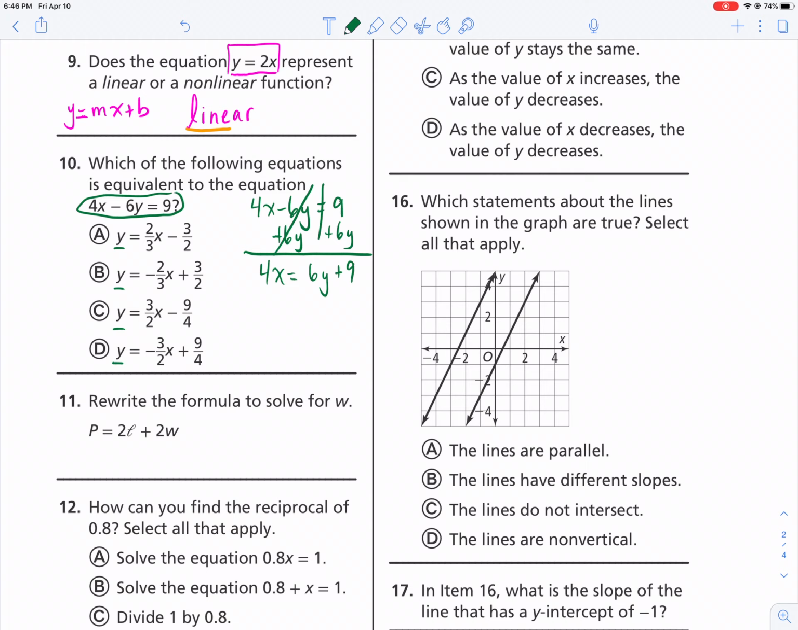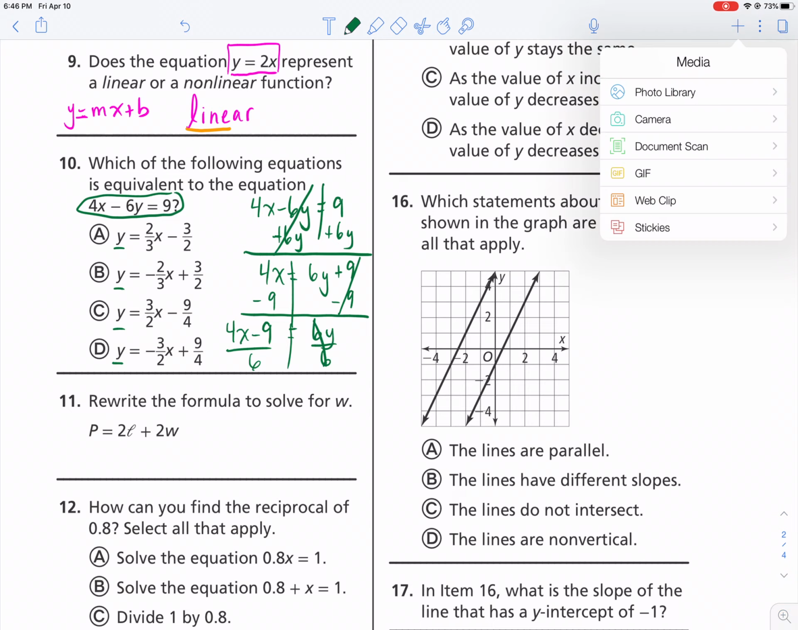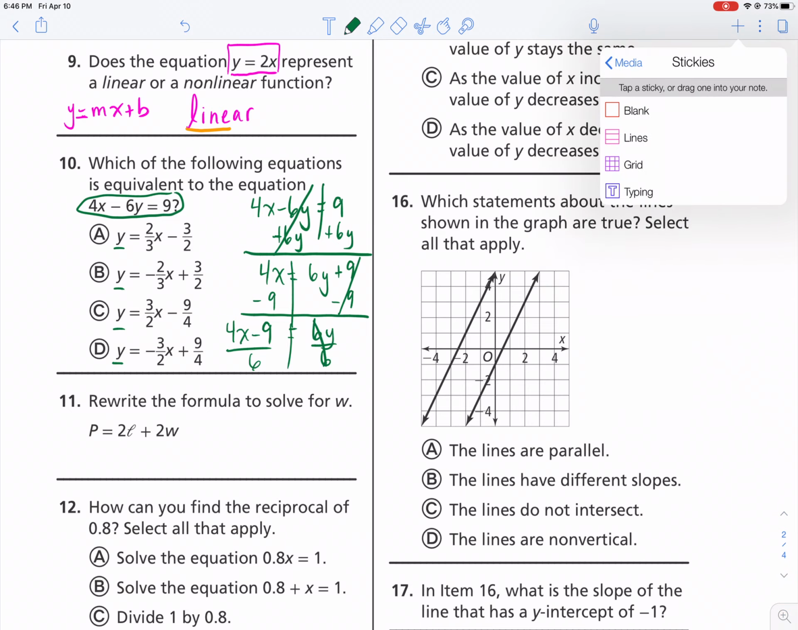Okay, now I want to get the y by itself, so I'm going to subtract 9 from both sides, and I end up with 6y equals, I'm going to do 4x minus 9 because I want it in that y equals mx plus b format. I'm going to divide both sides by 6. So these cancel out, and I'm going to bring a sticky note in just so we have enough space. So hopefully you guys are using separate sheets of paper because there's not a whole lot of working space. So we end up with 4x minus 9 over 6 equals y.